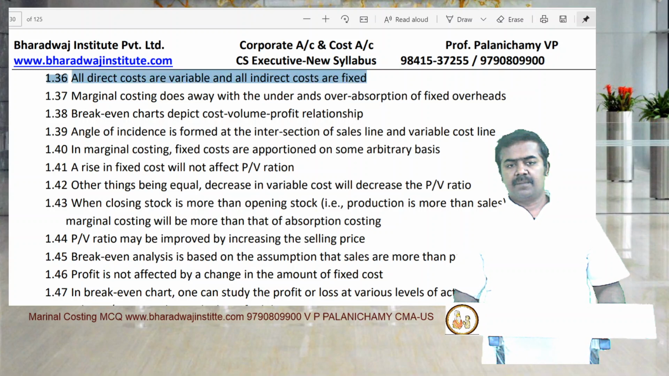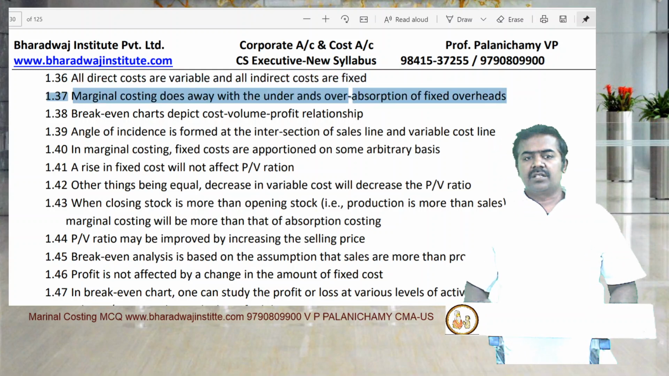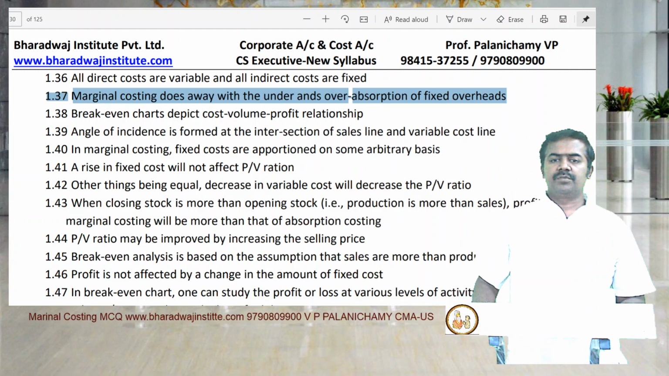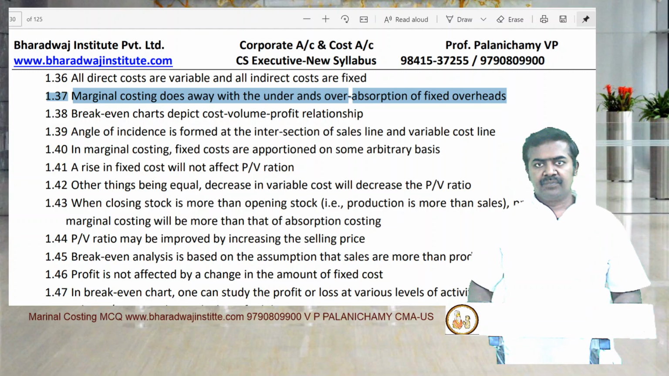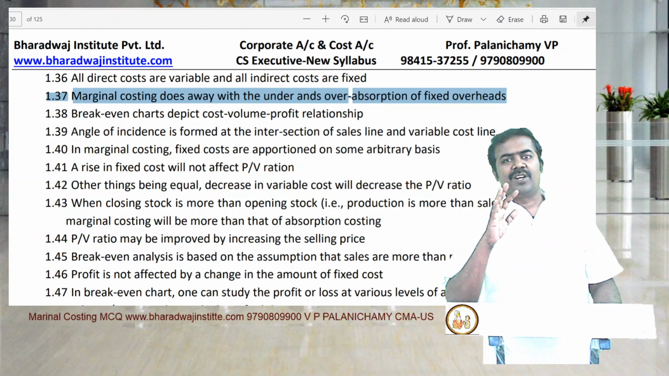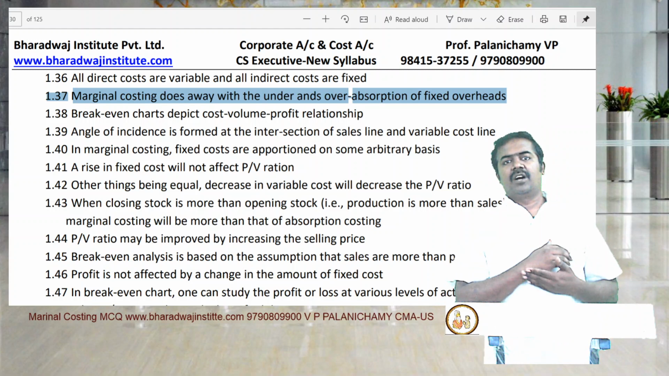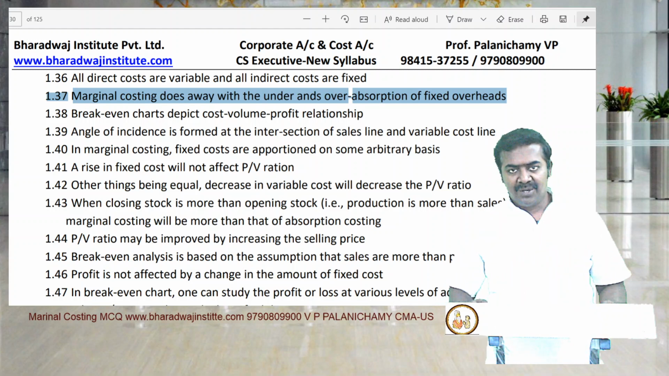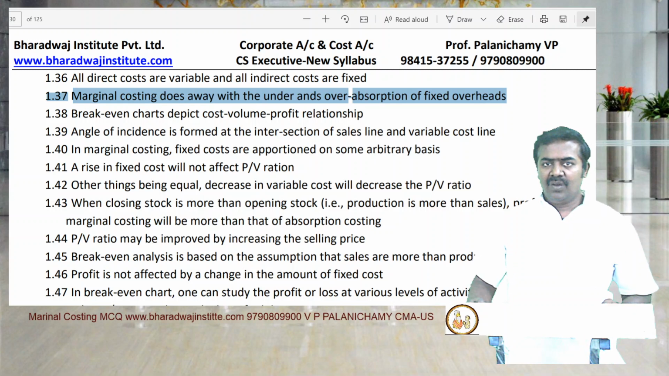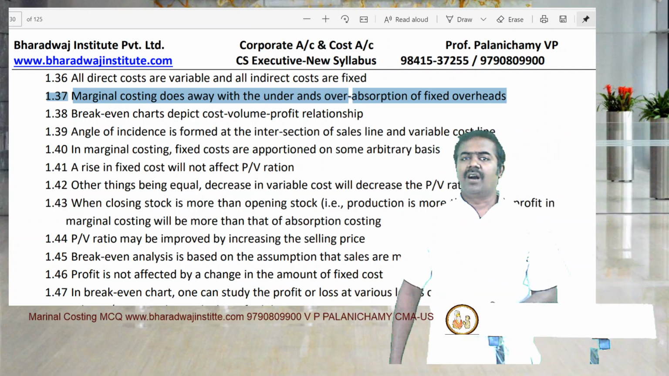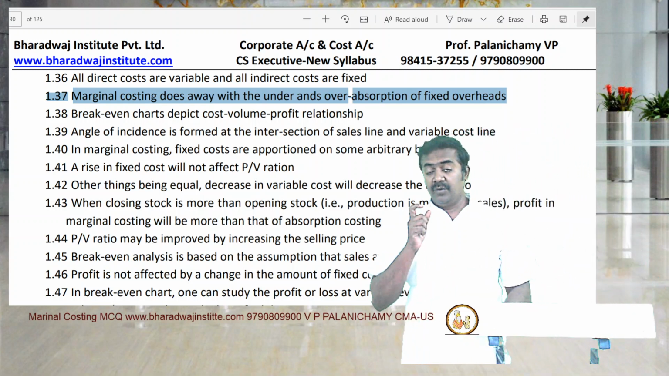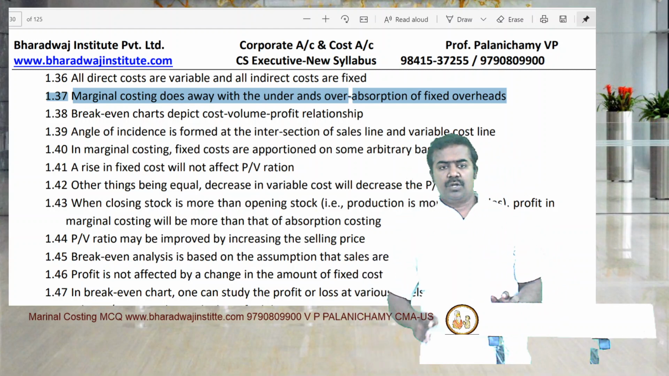Marginal costing does away with under and over absorption of fixed overheads. It is false. True. Because we don't consider fixed overheads at all. We don't absorb or charge fixed overheads at all. So in marginal costing, we don't mind about variable cost and which one? Fixed. We don't mind about fixed cost. Yes, true.